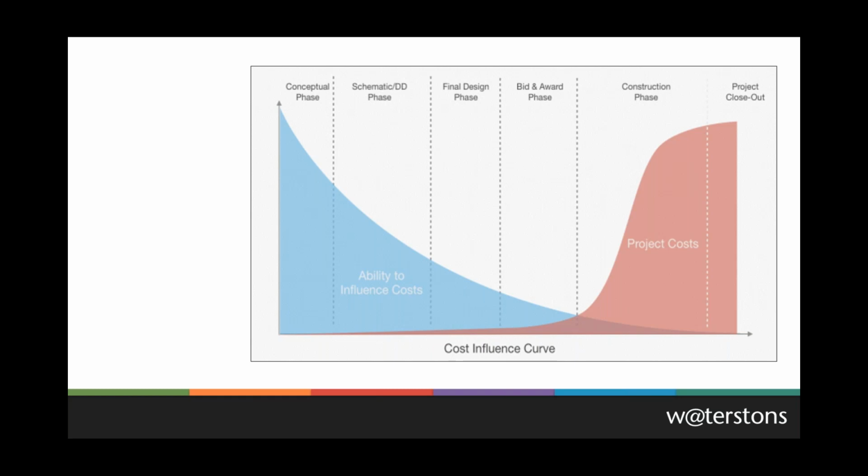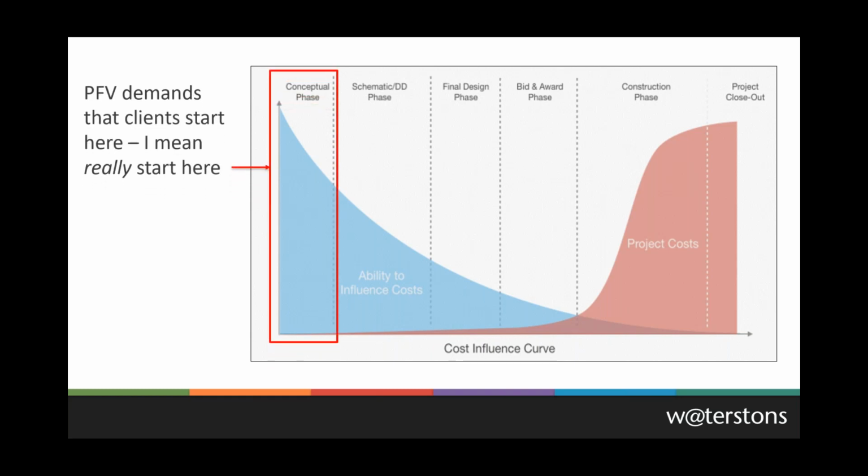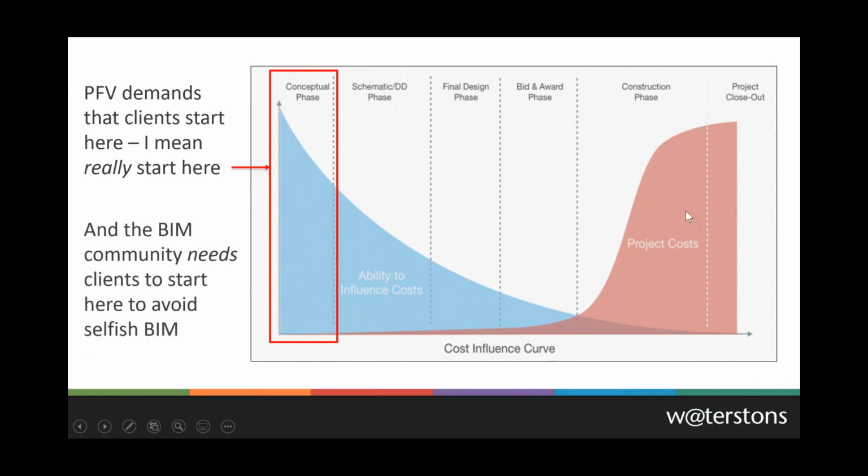Many of you will be familiar with the cost influence curve. Procuring for value absolutely demands that clients start at the very beginning, and I mean really start there. So procuring for value asks quite searching questions about what you want as a client, about what you want to deliver, about how you understand value. That's where BIM needs to start as well. The BIM community needs clients to focus at the right point to really derive the value from it.